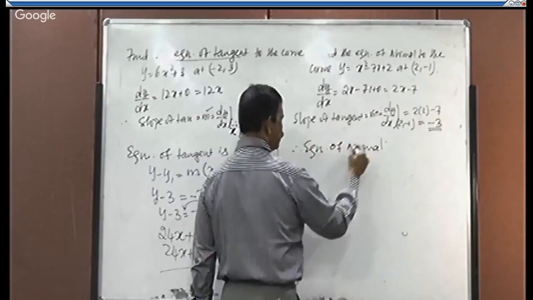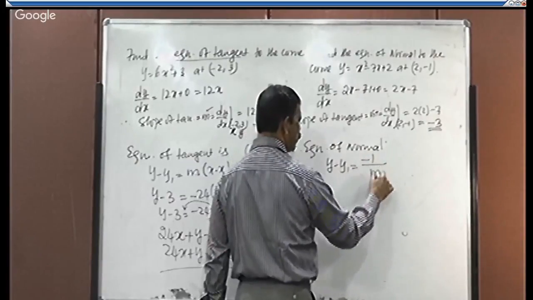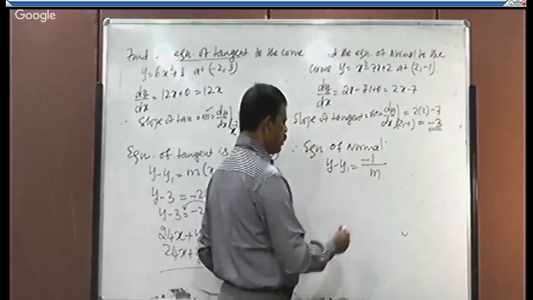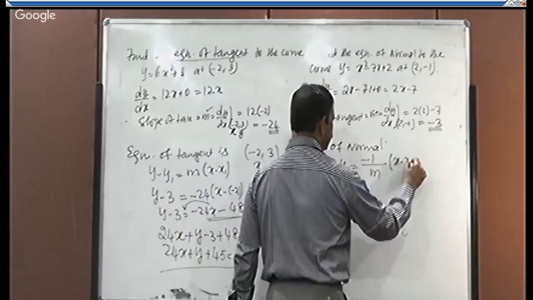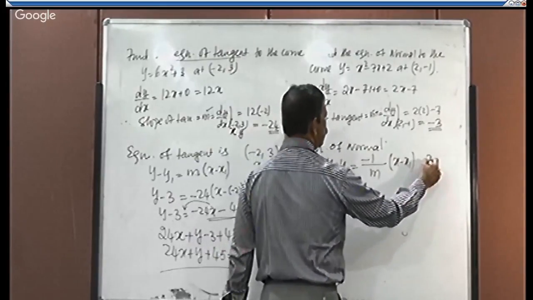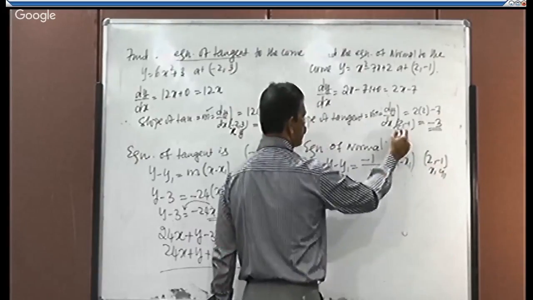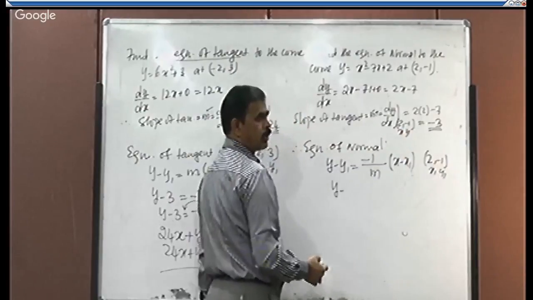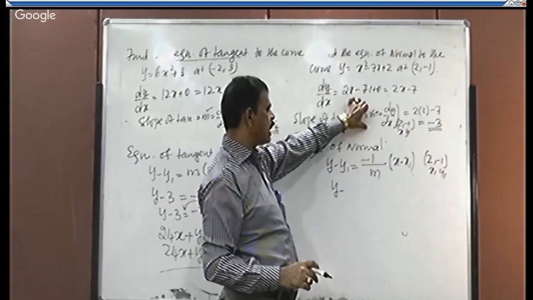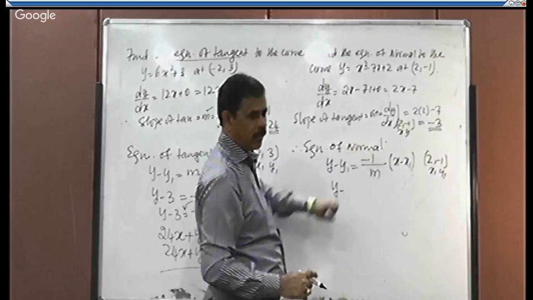Equation of normal. So equation of normal is what? Y minus y1 is equal to minus 1 by m into x minus x1, where m is slope of tangent. What is y1? Same, 2 comma minus 1 become x1 y1. Here it is taken as xy. Don't get confused. Same point will be used. While getting slope, it is taken as xy; while getting equation, it is taken as x1 y1.